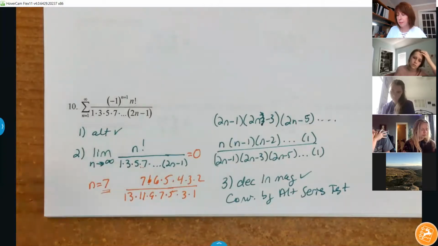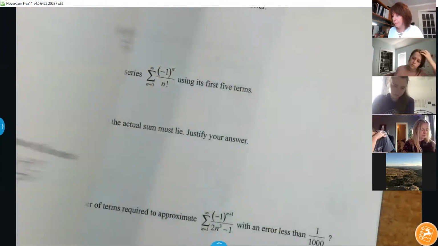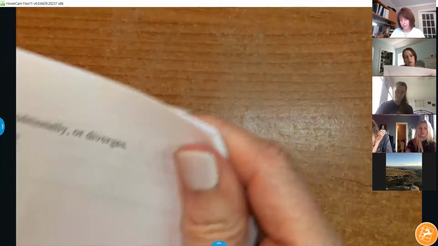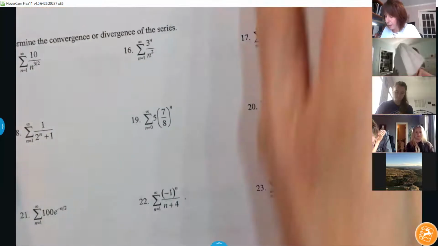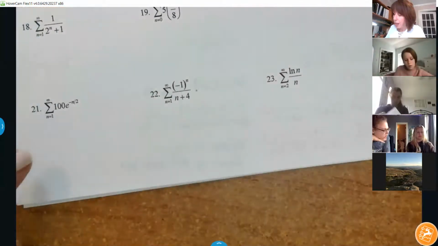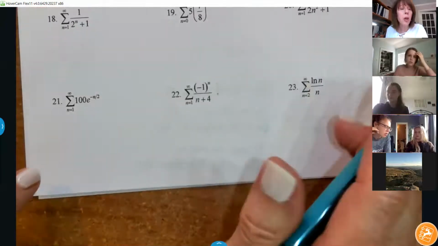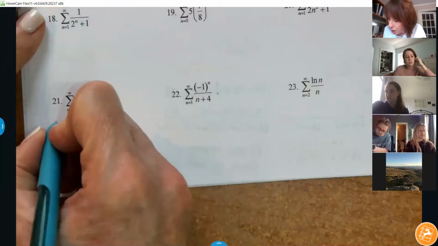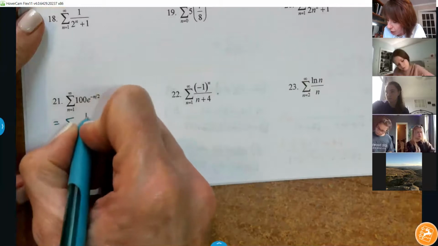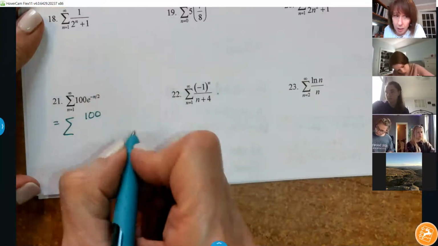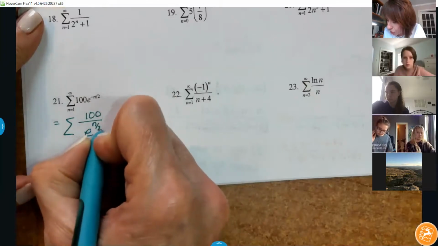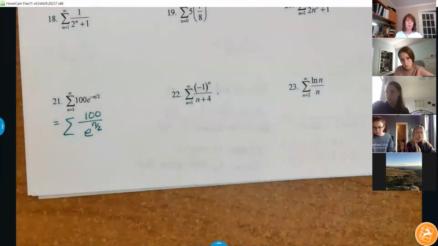Can you go over number 21 on worksheet 5? I was kind of confused on how to find R in that one. Yes. Okay. So whenever I see a negative exponent, I want to change it to be a fraction, put it in the denominator with a positive exponent. So I'm going to change this. I'm going to leave the 100 on top because it doesn't move. And this will be e to the n over 2. Okay.